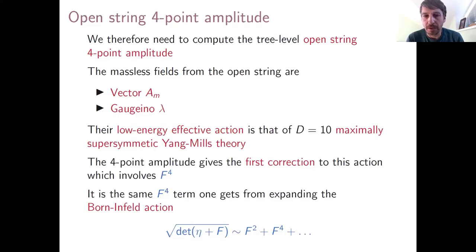Okay, so you notice the similarity. The first correction in the type 2 string is the fourth power of the Riemann tensor. The first correction to the open string is the fourth power of the field strength of A. That's not a coincidence. In fact, this first F^4 correction is precisely what you get if you expand the Born-Infeld action. The Born-Infeld action involves the square root of the determinant of eta plus F. If you expand that out, you get the F squared kinetic term, and then you get an F^4 term, and then higher order terms. I mean, this is just schematic. Of course, it has some specific tensor structure, but that is precisely the F^4 term that you get from the 4-point function.